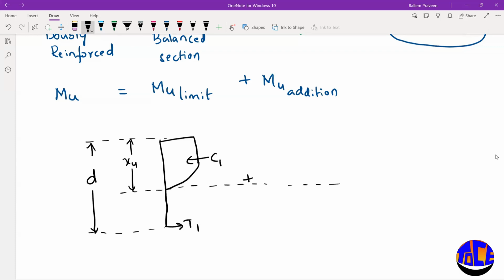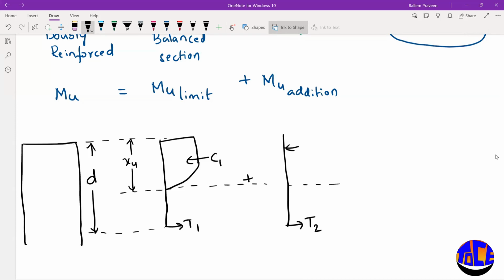For additional moment you don't have any concrete, so let us draw a straight line which represents only steel, and here you will have T2, and somewhere here at the level of compression steel. I'm trying to draw a section. So here you have a compression steel and here you are having a tension steel, right?